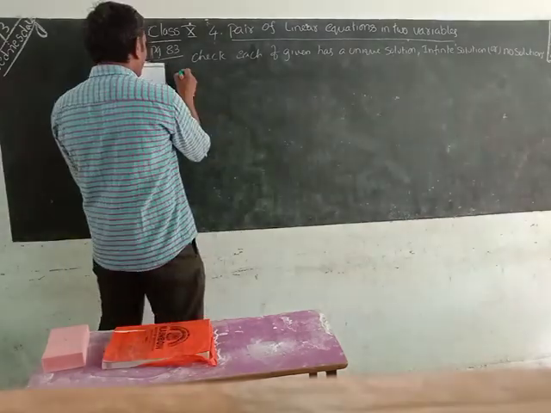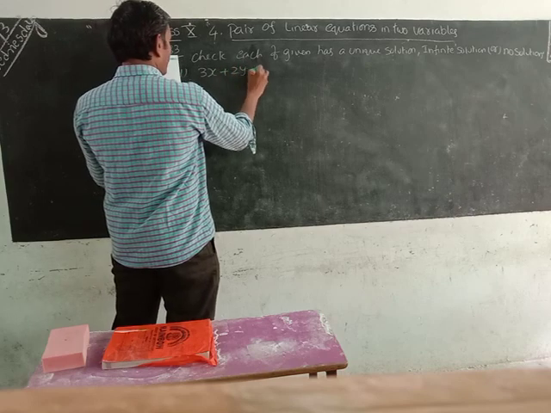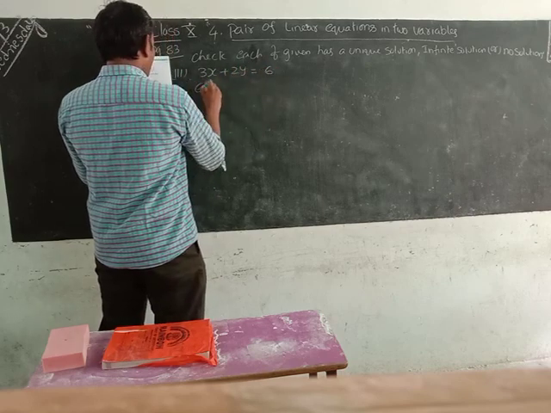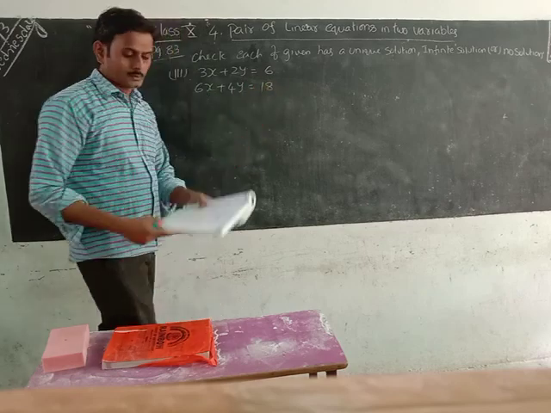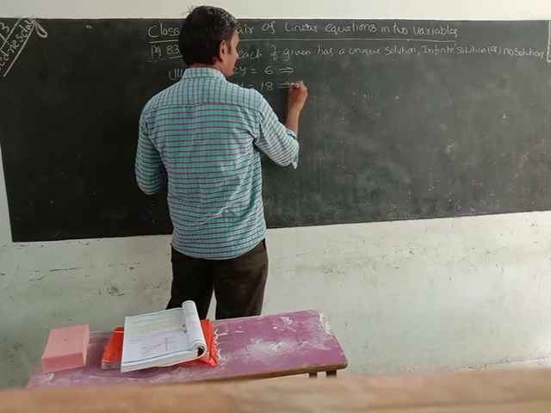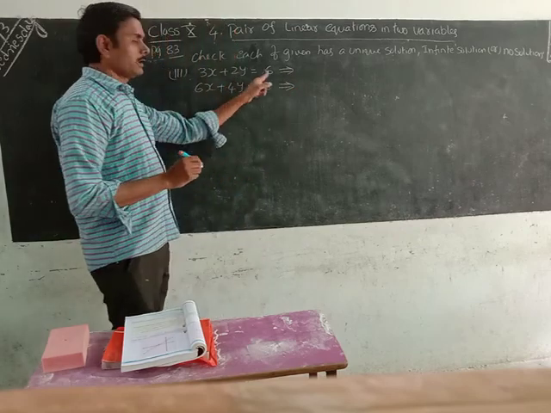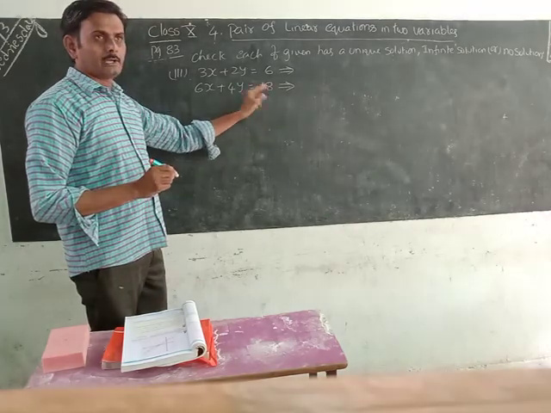What is the third one here? 3x plus 2y equal to 6, 6x plus 4y equal to 18. Okay, how to take this one? 3x plus 2y equal to 6, 6x plus 4y equal to 18.